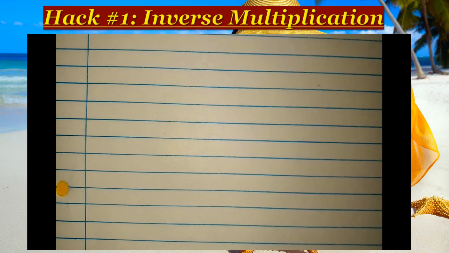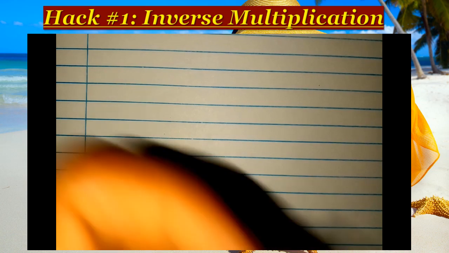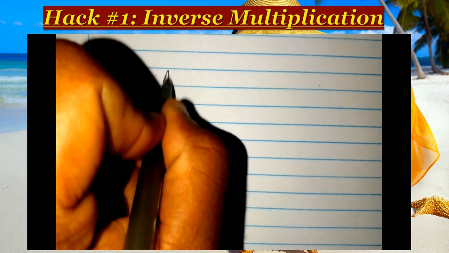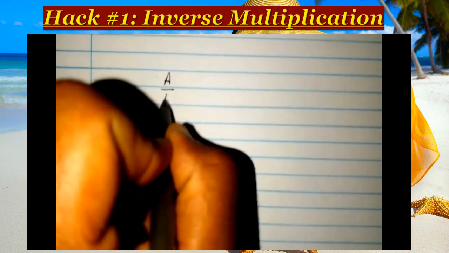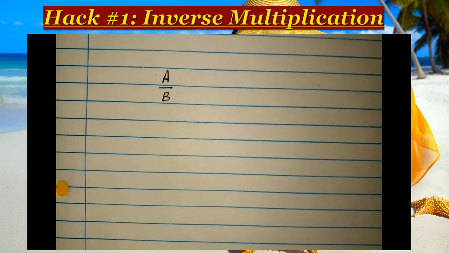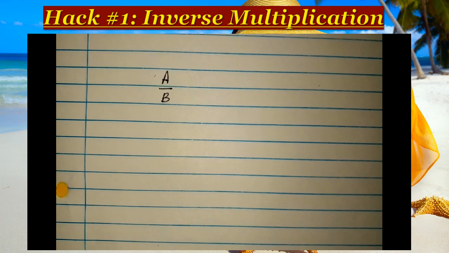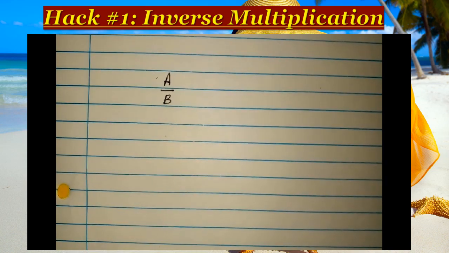The first hack I want to share with you is rewriting division problems as multiplicative inverse problems. For instance, you have the expression A divided by B. Now remember, there's no dividing, so to speak, in matrices. So we have to find creative ways to represent the same thing. What we can do is to use indices to rewrite the fractional part.